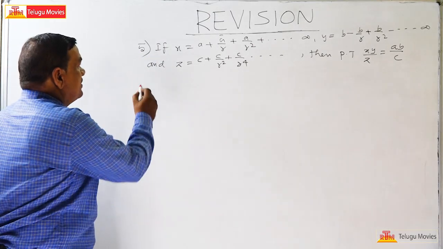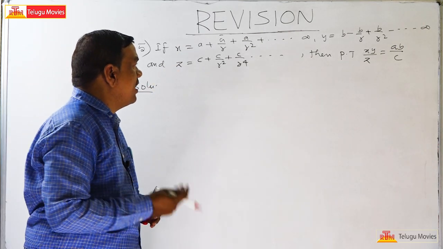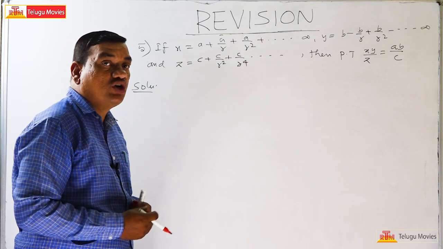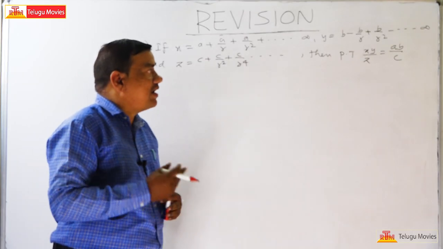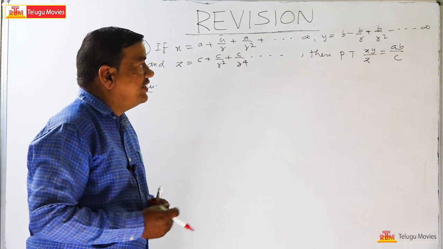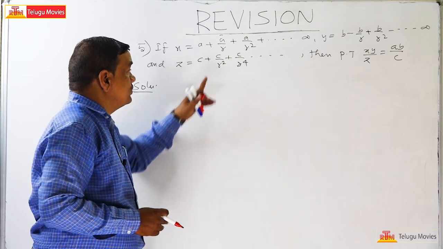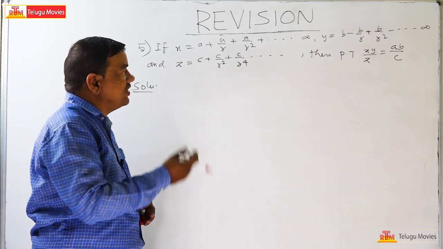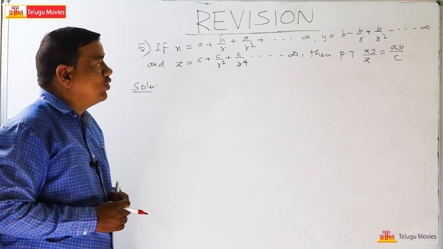Here it is given that x is equal to a plus a by r plus a by r square plus a by r cube, so on to infinity. So it is an infinite geometric progression. Y is equal to b minus b by r plus b by r square, so on to infinity. It is also an infinite geometric progression. Z is equal to c plus c by r square plus c by r to the power of 4, so on to infinity. Then we have to prove that xy by z is equal to ab by c.